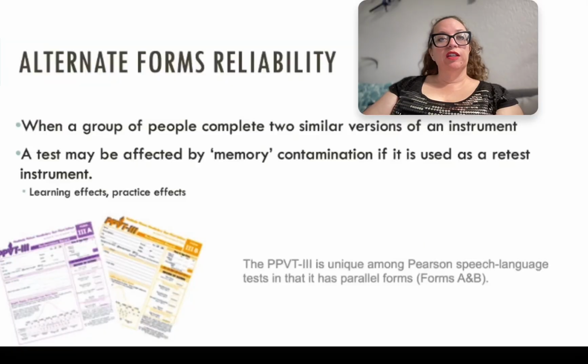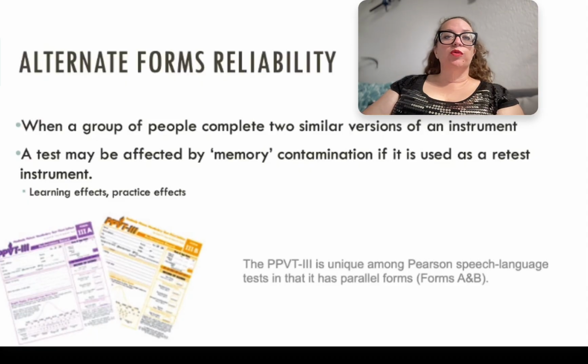But we do have some tests that have this option. We have an example here of a speech language test that has parallel forms so that you can test the same person with two different forms and hopefully compare their scores for, say, improvement. So they're not looking at the same measure that they have already seen, and you don't have that practice effect.